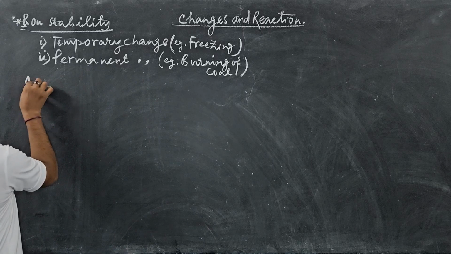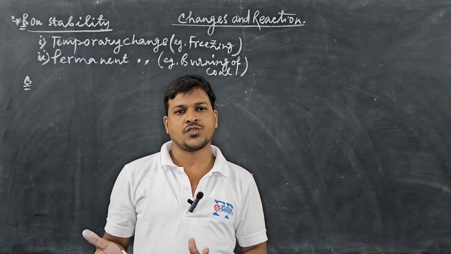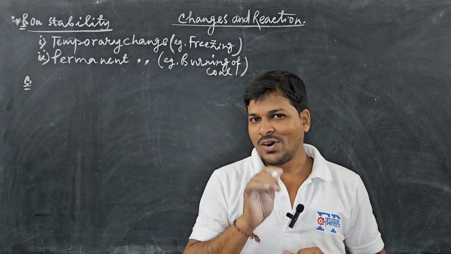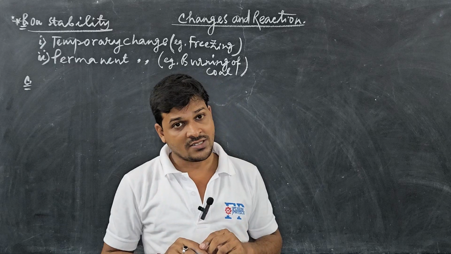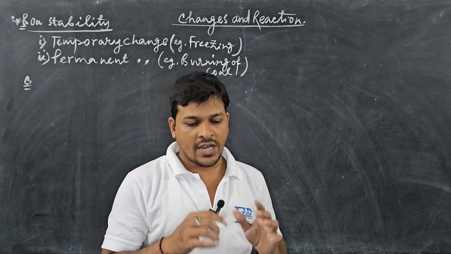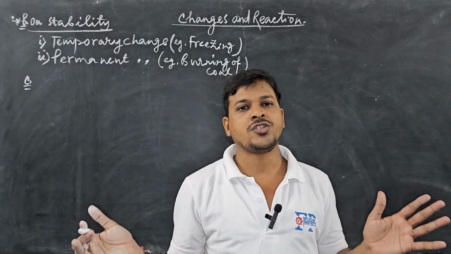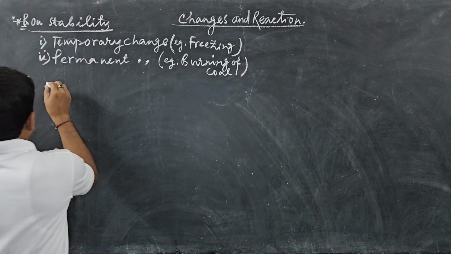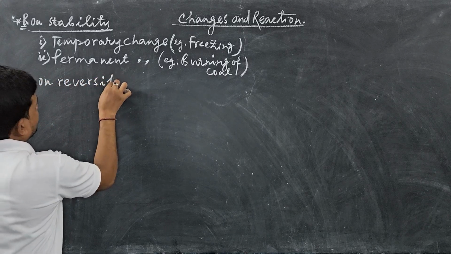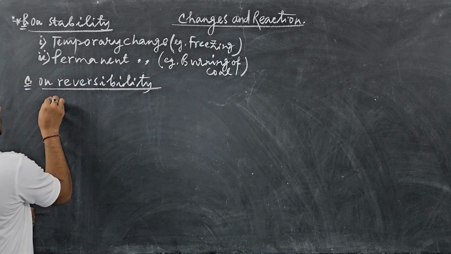Similarly, another type of change depends on the reversibility property: either we can get back the initial substance or not. Depending on this, changes are of two types. The first one, if we get back the initial substance, is called a reversible change, and the second one is the irreversible change, where we cannot get back the initial substance when the cause of the change is withdrawn. So depending on the reversibility nature, changes are mainly two types.